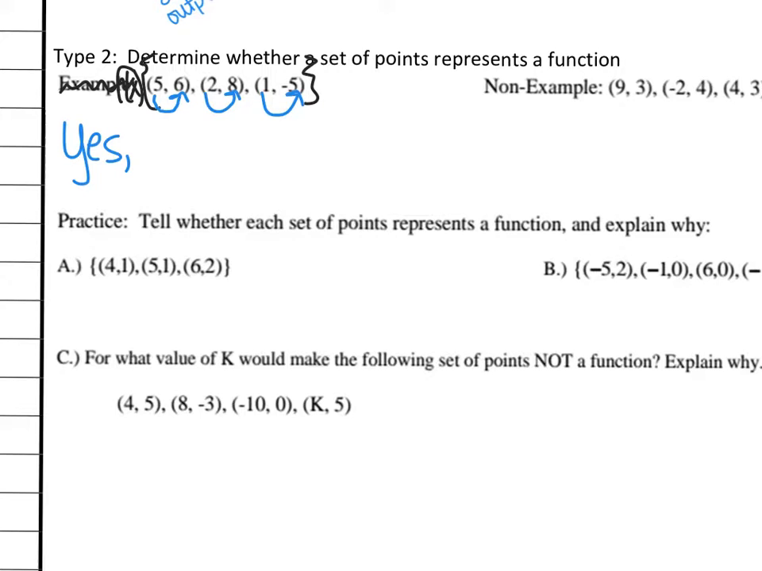So is this a function? Yes, and you'll say each x is mapped to, you can say exactly or only one y.